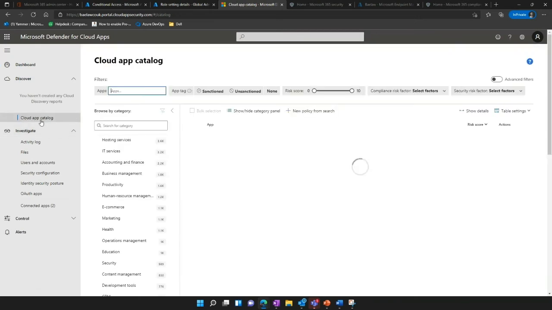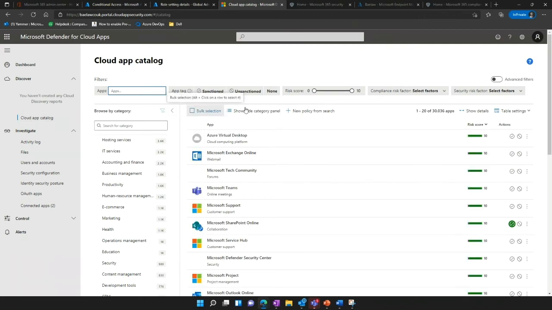So Cloud App Catalog is a great thing. This is a catalogue of, it's increased again since last time I checked, but over 30,000 cloud apps. And all of these cloud apps have been assessed and they're being monitored by Microsoft endpoints, Microsoft IOCs, all of that kind of good stuff to validate those cloud apps and give them a risk score.